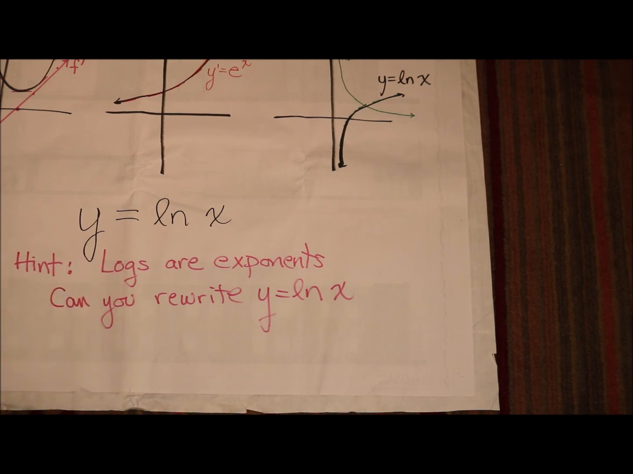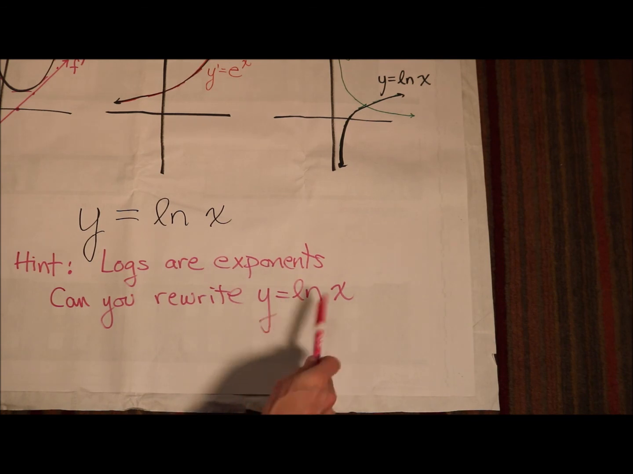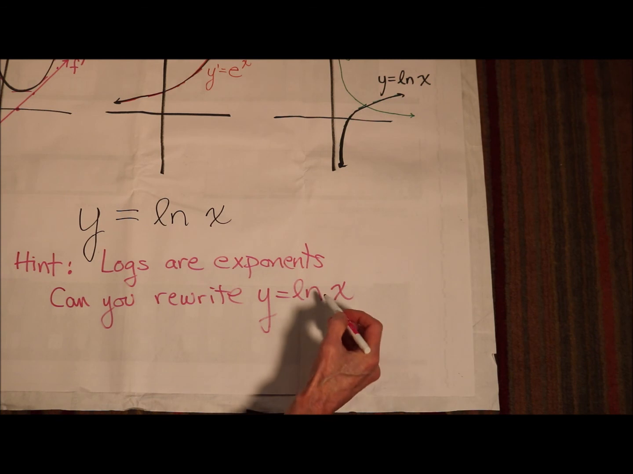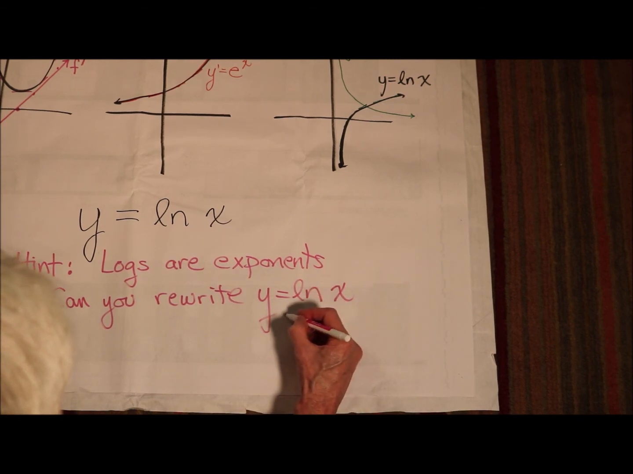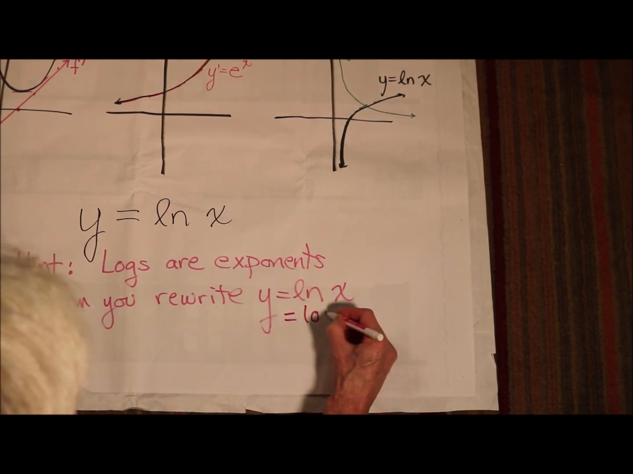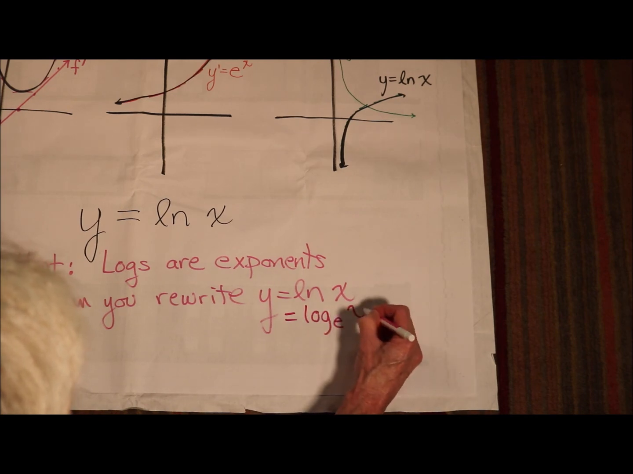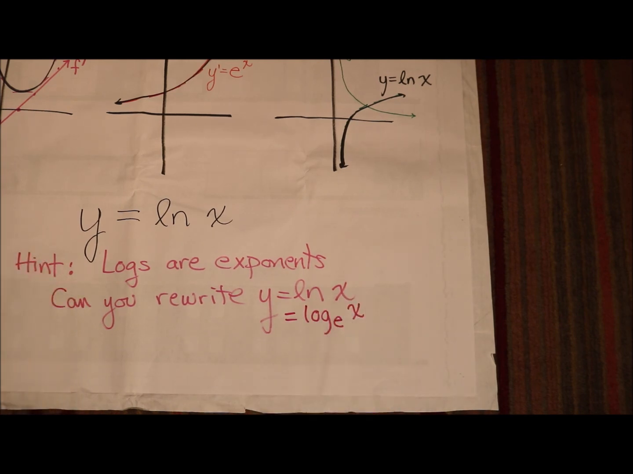Your hint is to remember that logs are exponents. So can you rewrite y equals natural log of x in its exponential form? And a little reminder, remember, natural log of x is really a shorthand for log base e of x. Remember, there's a little invisible e there. So your hint is to rewrite this in exponential form and then take the derivative. See what you get. Pause the video.